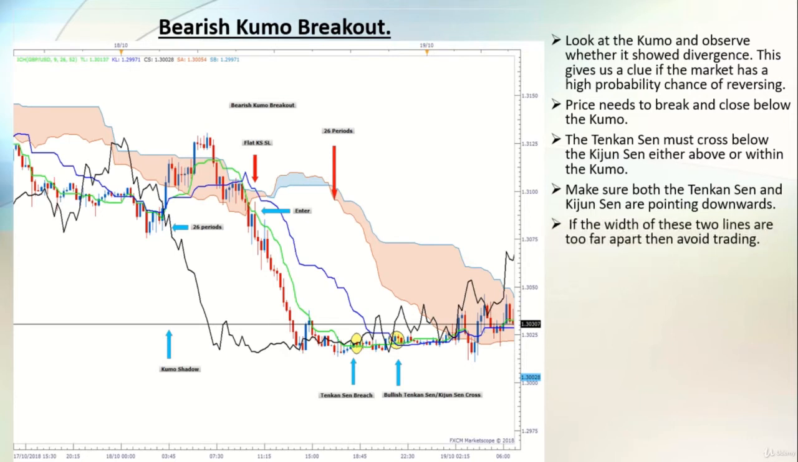Then we have to look at whether the width between these two lines is too far apart. If they're too far apart, then we should avoid trading. Again, the Kijun acts as a magnet. When price is far away from the Kijun, then what happens? In a bearish breakout, the downtrend is oversold. So price will normally gravitate back to the Kijun. So avoid trading this if they're too far apart because you get stopped out. If they're closely aligned, that shows us that price and the trend itself is very strong, very bearish.